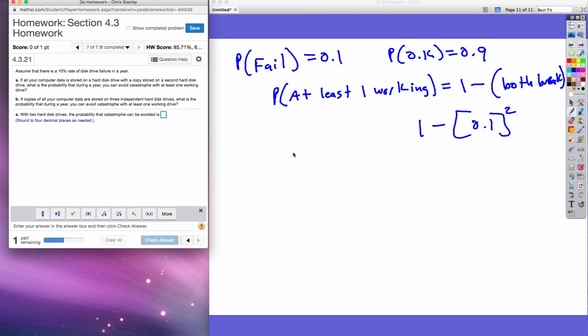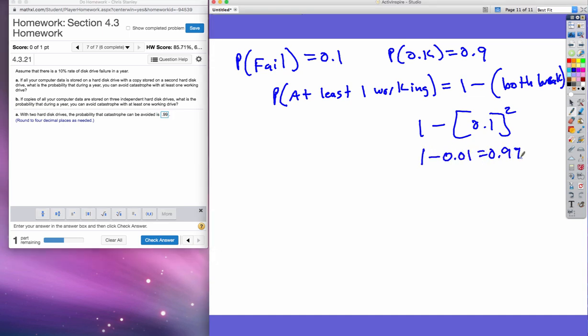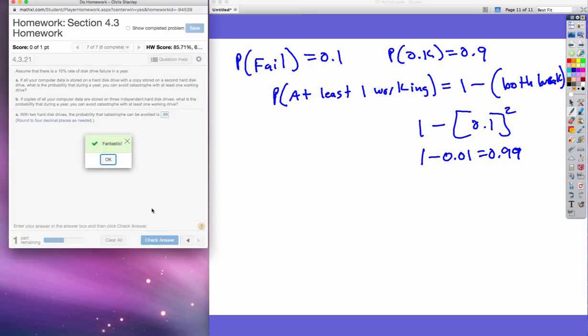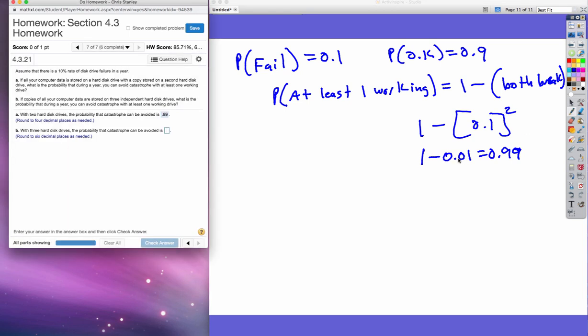So I'm going to do the same thing. I'm going to work on the other side, do 0.1 squared. That's both failing, so this should be 0.01. I do 1 minus that, so doing 1 minus 0.01, which came out to be 0.99. So there's a 99% chance that we make it through. Making it through means that one breaks, the other one works, or the first one works, the second one breaks, or they both work.